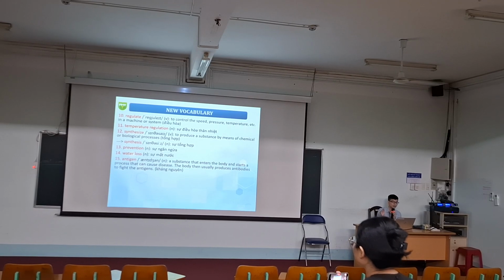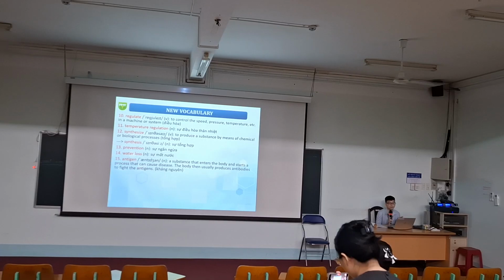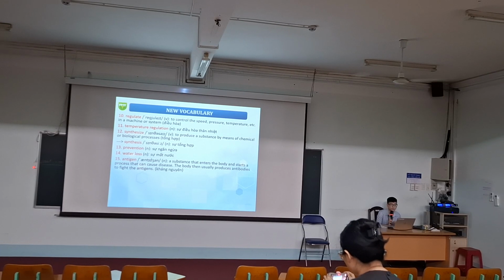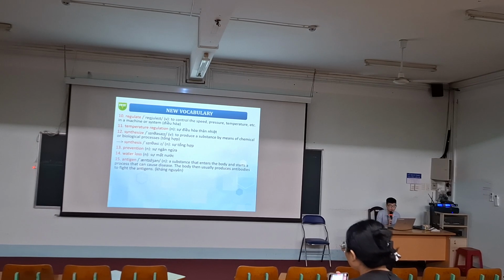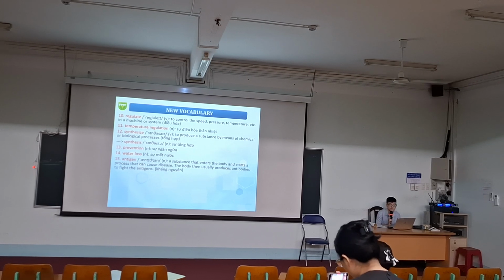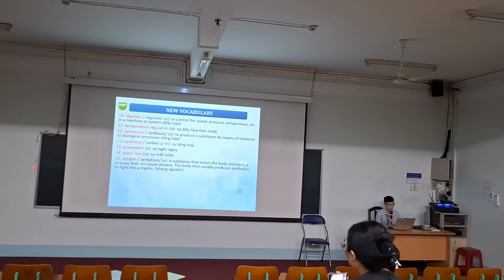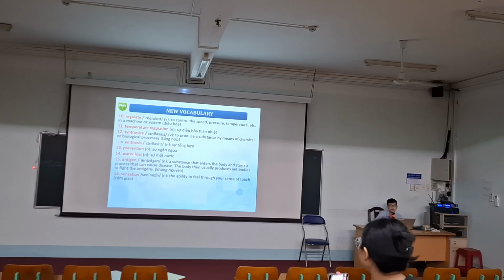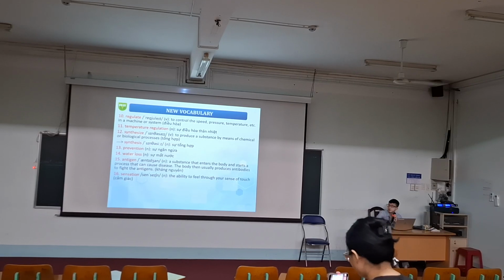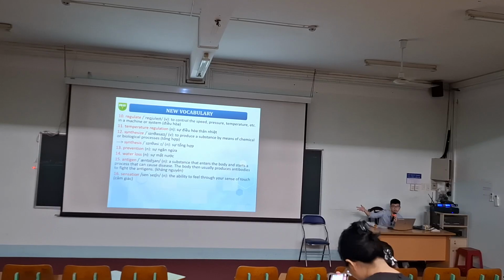Antigen. This is a substance that enters the body and starts a process that can cause disease. The body then usually produces antibodies to fight the antigens. Okay, number 16, sensation. This is the ability to feel through your sense of touch. Sensation is another function of the skin, right?